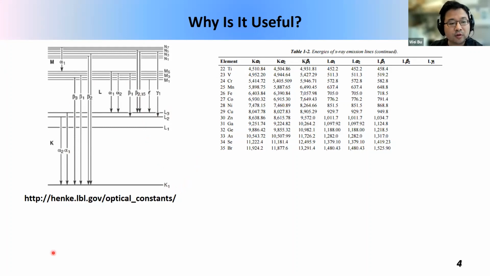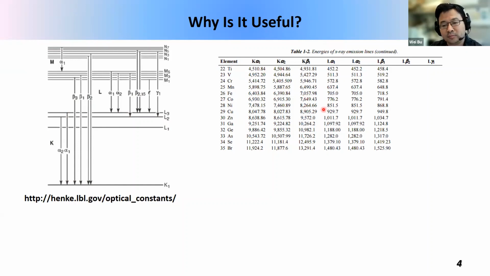I got this picture from this website. This is a very useful online tool for X-ray, and we're going to go to this website a few times today. Each element has shells with characteristic energies, so the energies of the emission lines from different elements are also different, as shown in this table here. For all the elements I list here, their emission lines are all different.